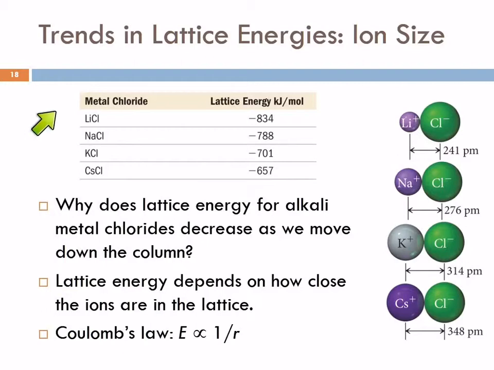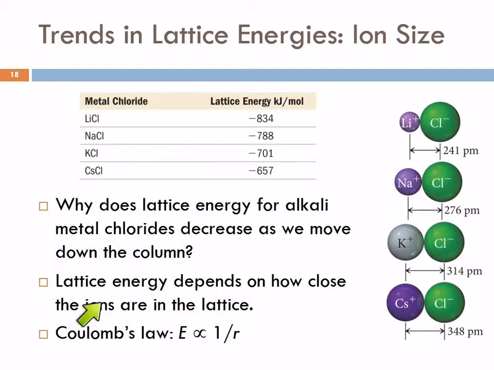Let's look at the lattice energies here for lithium chloride, sodium chloride, potassium chloride, cesium chloride. There's a difference here. The lithium chloride has a larger lattice energy than the cesium chloride. And this has to do with the size of the ions. Over here, we've got an illustration showing the different sizes. All of these are making a compound with chloride, so that part is the same. But here we have the different ions, and as we go down the column in the periodic table, the size of the ions gets larger.